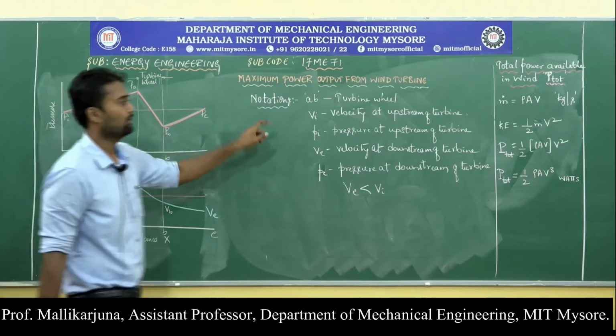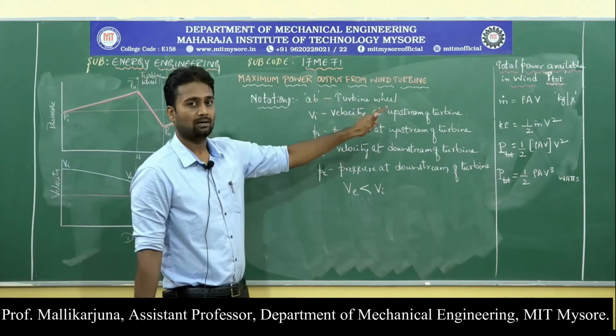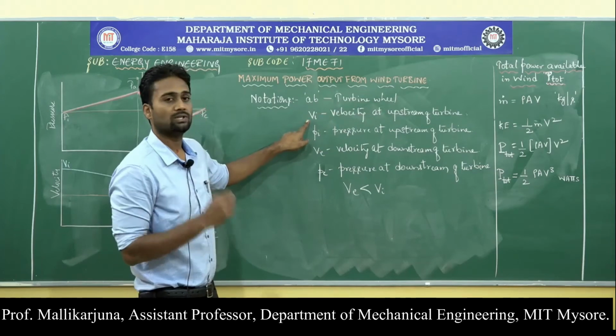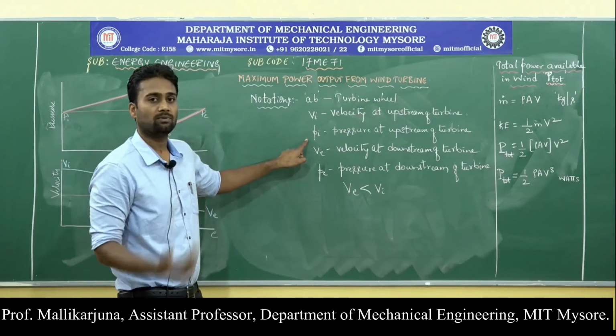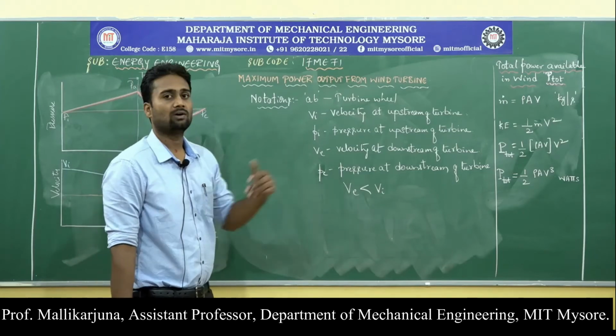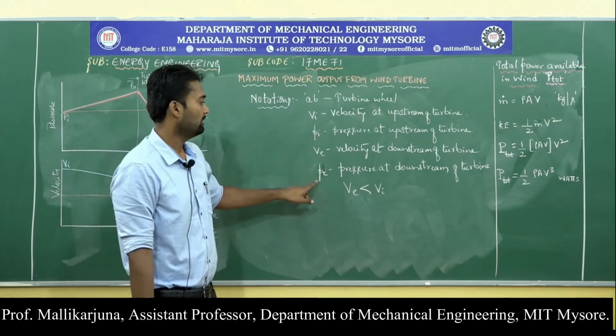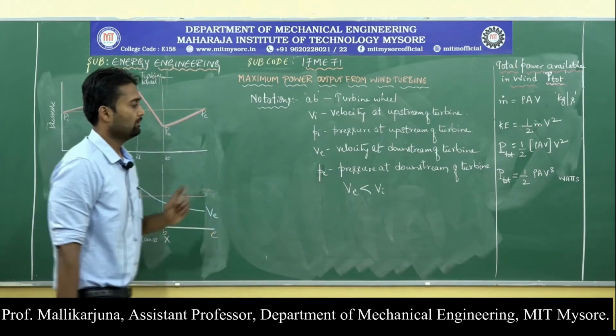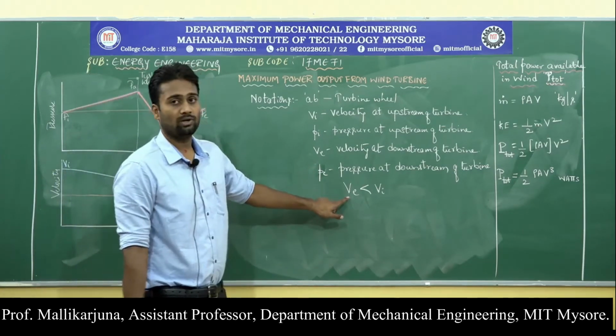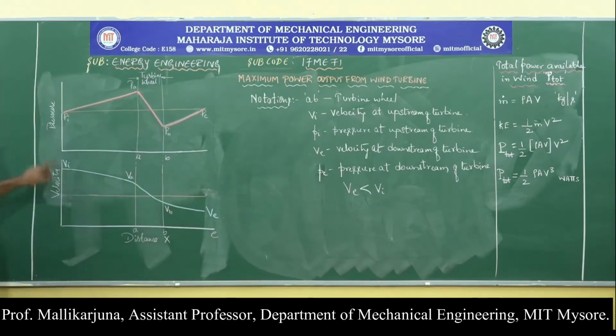That is what I have written over here. AB stands for turbine wheel, Vi velocity at upstream of the turbine, Pi pressure at the upstream of the turbine, Ve velocity at the downstream of the turbine, Pe pressure at the downstream of the turbine. One thing is for very sure, velocity at the upstream of the turbine wheel, Vi, is very high because wind is striking the blades of the turbine with certain velocity.